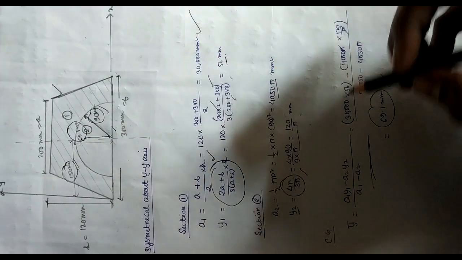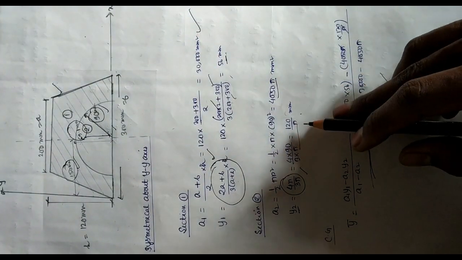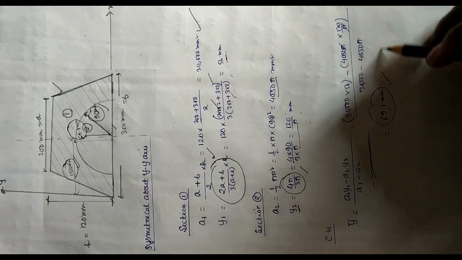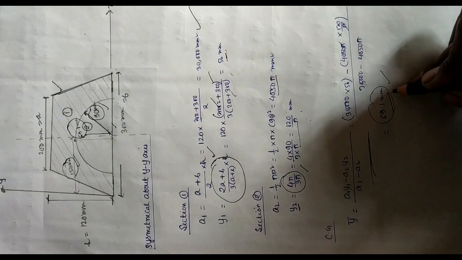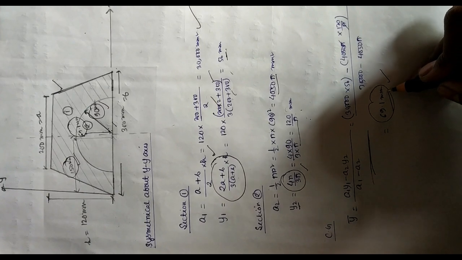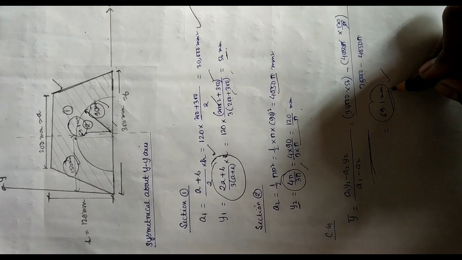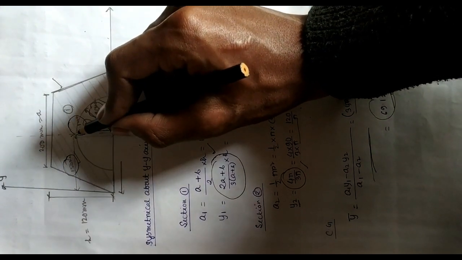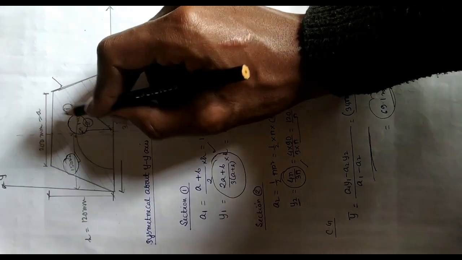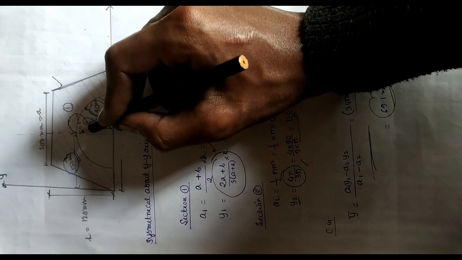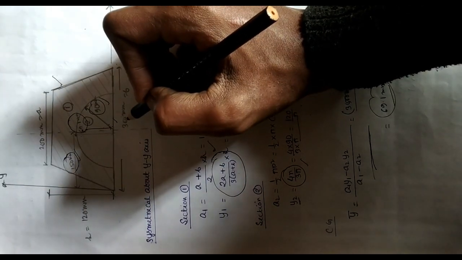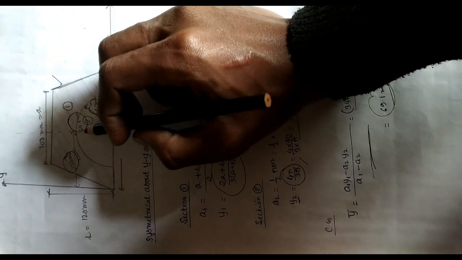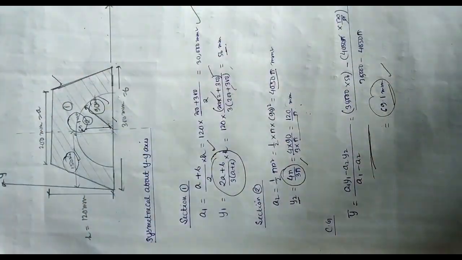Okay, so if I put the values in the formula, I'm going to get 120 by pi, and if I put the values in this formula, I'm going to get 61.9, that is the y bar. Y bar means, as I already told you, the distance from the x-axis. So the distance from the x-axis, y bar equals 61.9, somewhere here, and as the section is symmetrical about the y-axis, the distance from the y-axis is equal to 150 millimeter.